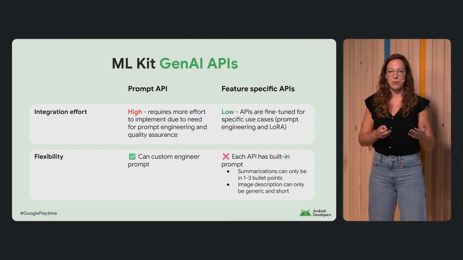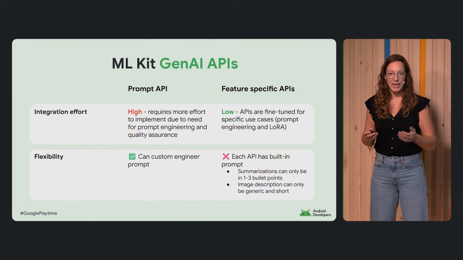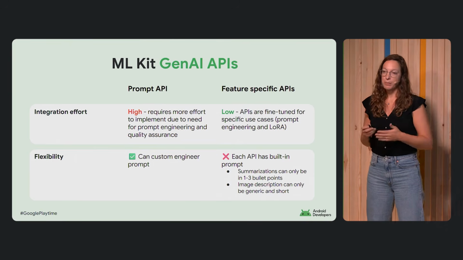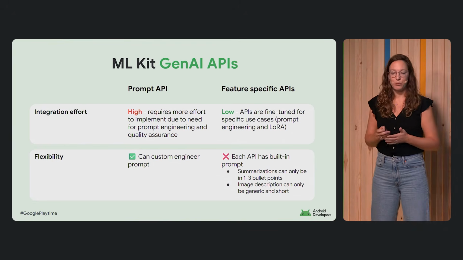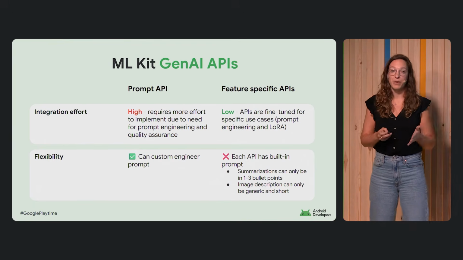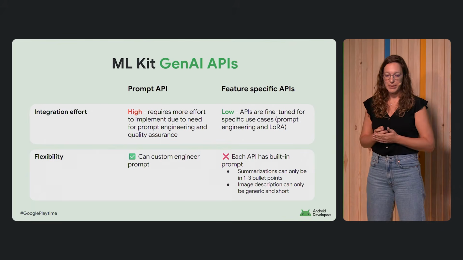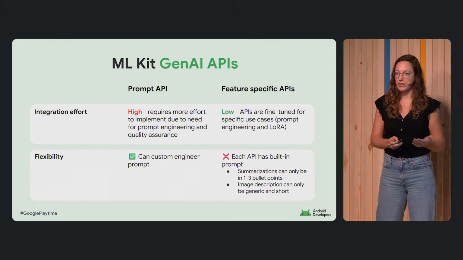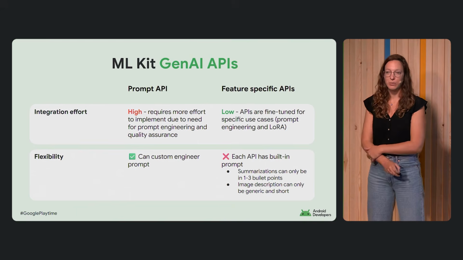On the other hand, our prompt API is more complicated and more customizable, but it does mean that you're going to have to do the prompt engineering, which for an on-device model is going to take you some time, and you're going to have to do your own quality assurance, making sure that your use case performs well.